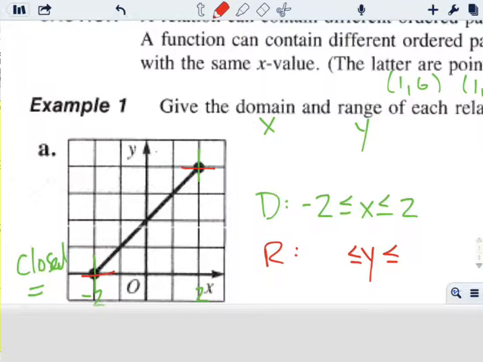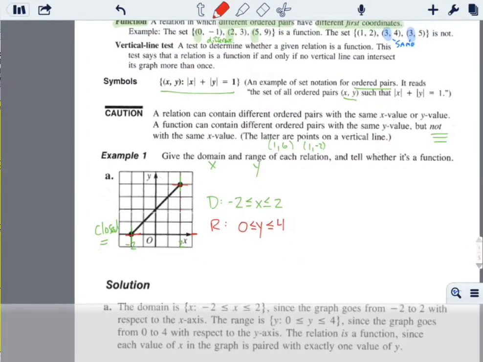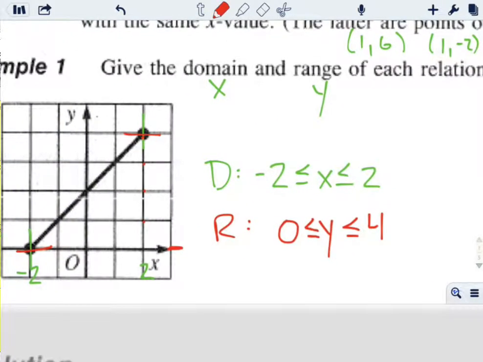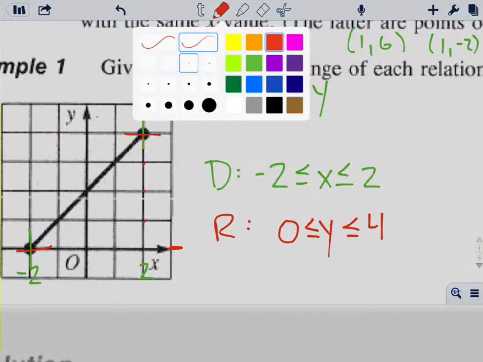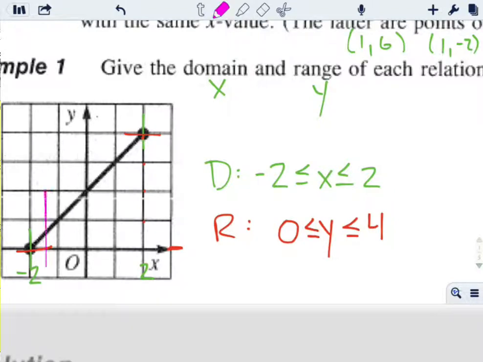Well, here's our axis here. So the smallest y can be is 0. And then 1, 2, 3, 4. The highest it can be is 4. So there's our domain and there's our range. And is it a function? The idea with the function is we check, can it pass a vertical line test? These are all vertical lines. Each vertical line only hits it once. So it's okay. It passes the vertical line test.